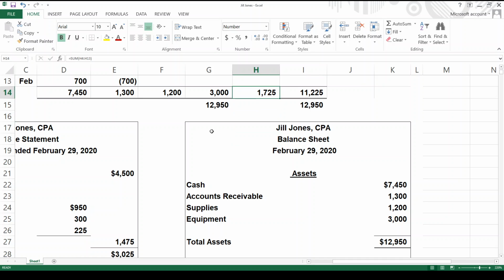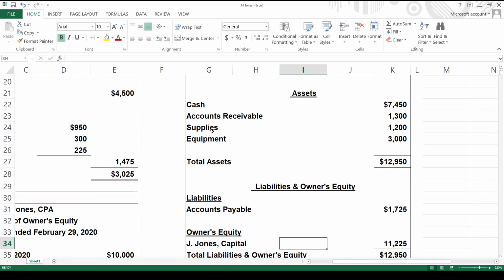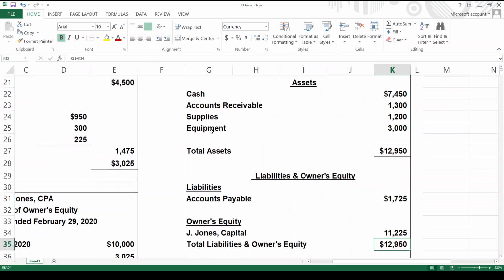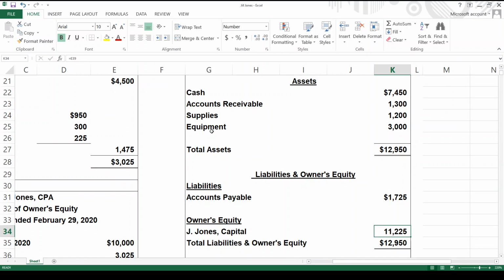So we have one liability, and then we have our owner's equity at the end of the month. Here's our one liability. There's our owner's equity. 12,950. Numbers are equal, which makes us what? Happy as hell, right? Balances. That's why it's called a balance sheet.